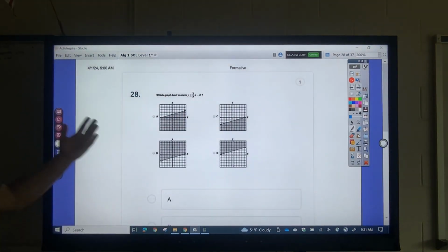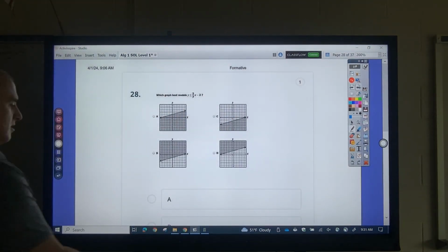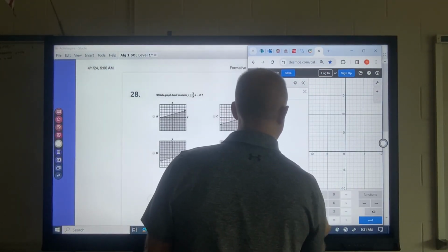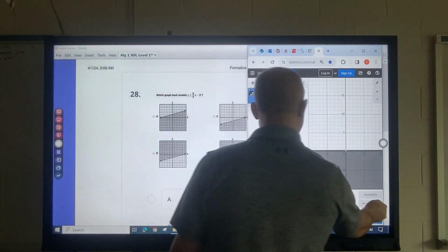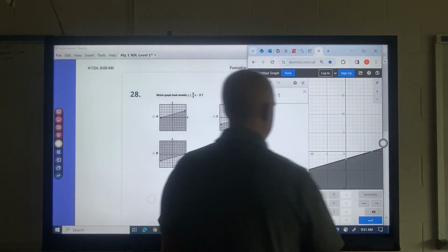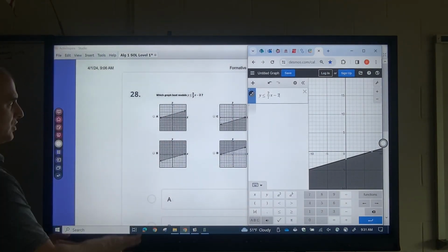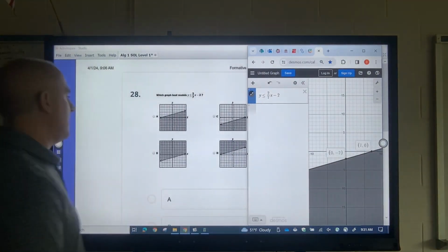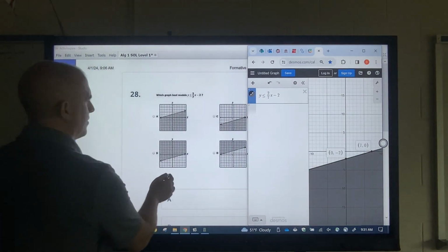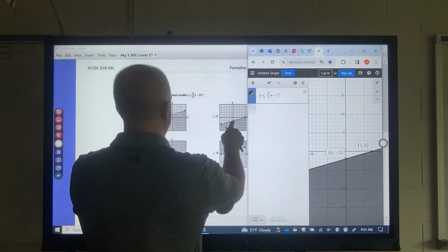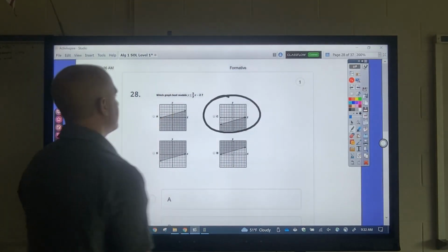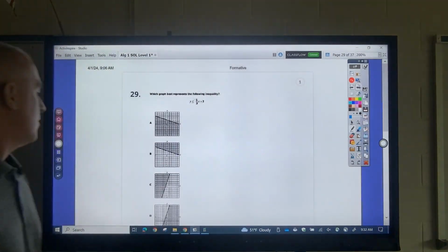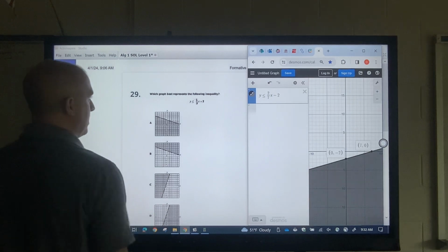Okay, this is another graph match question. All right, type it in. 2 divided by 7, click over, x minus 2. Well, which one has the shading below and crosses at negative 2 and 7? The only one that's below, that one's got to be your best answer. Once again, all these are done without using a pencil.